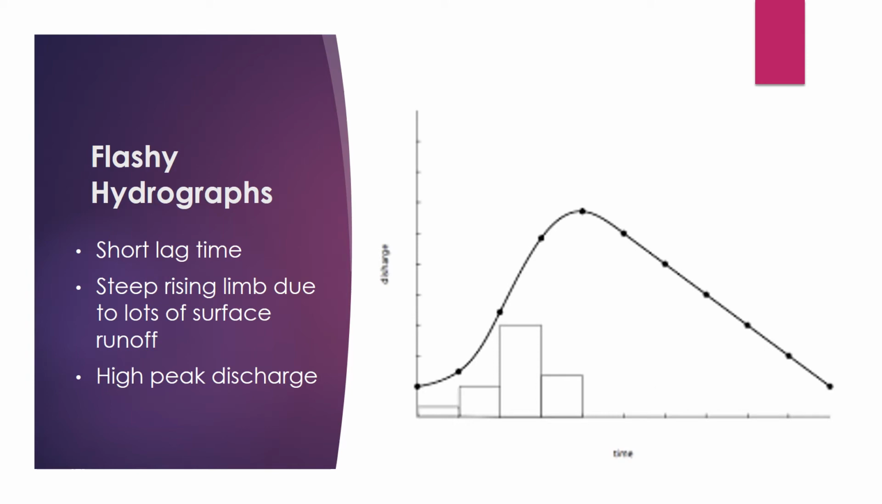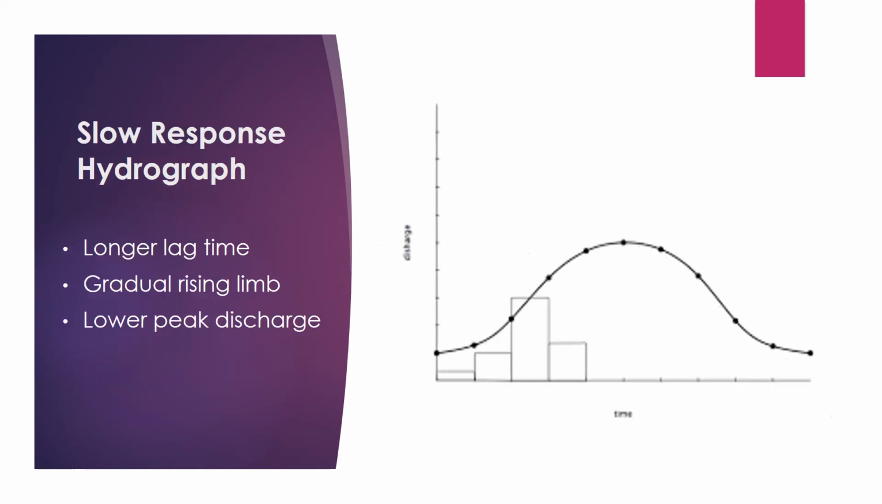Not all hydrographs look the same. In fact, we've got two types. We've got flashy hydrographs and slow response hydrographs. We're going to start by looking at flashy hydrographs. So some of their characteristics: we have a short lag time, we have a steep rising limb due to lots of surface runoff, and we have high peak discharge. A slow response hydrograph, however, has a gradual rising limb, it has a lower peak discharge, and it has a longer lag time.